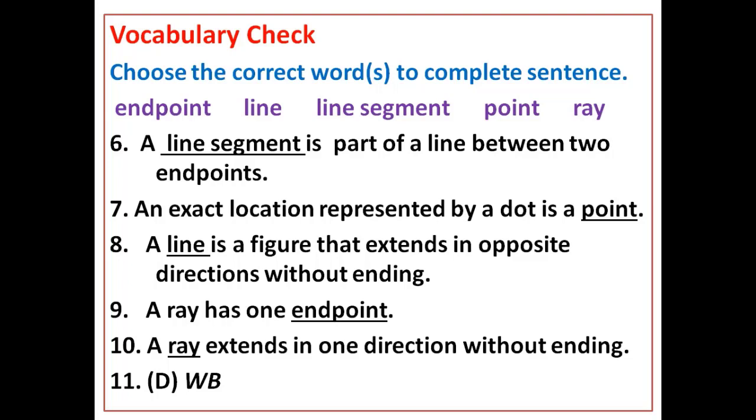And now test practice number 11. Which is the correct way to represent a figure? You can see that there is a figure with arrows on both sides. If the arrows are on both sides, this is a line. So the correct answer is D. WB. Circle this. This is the correct answer for number 11.